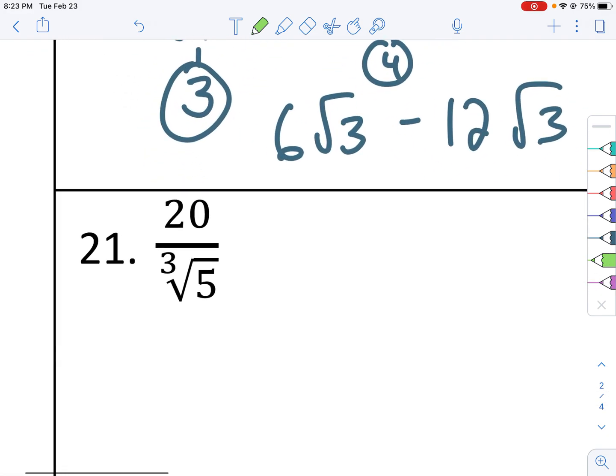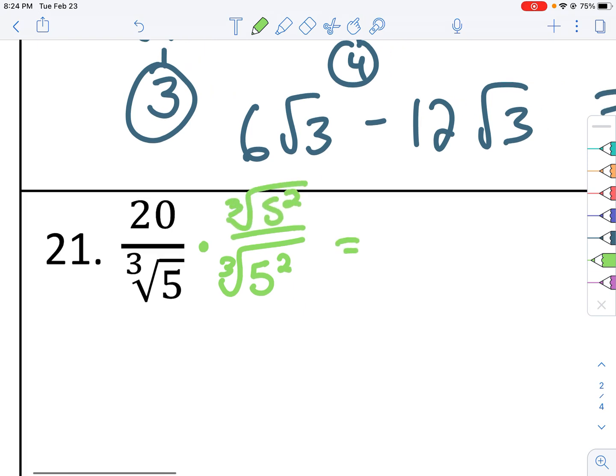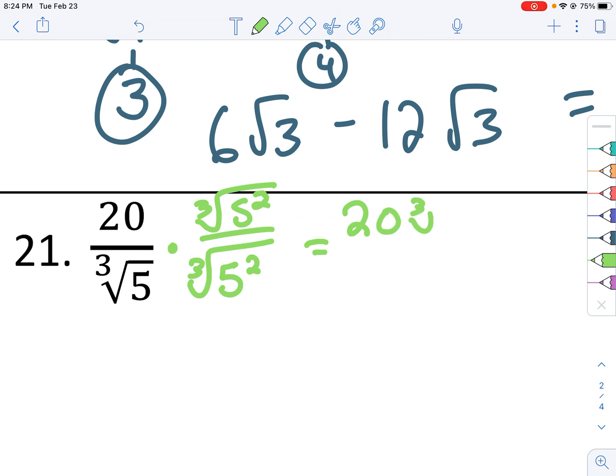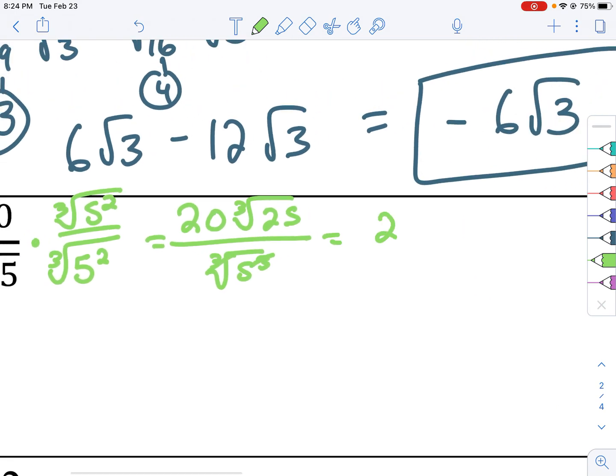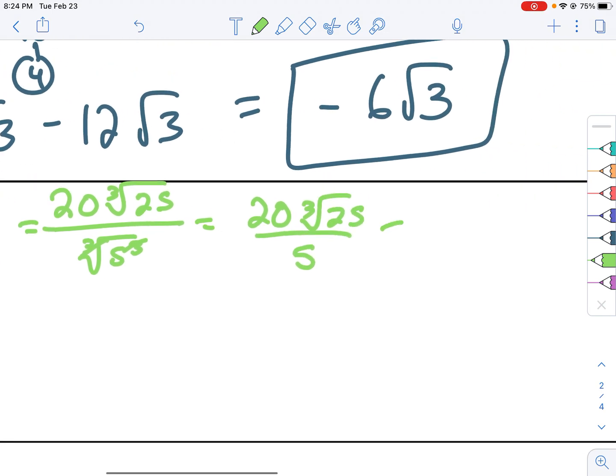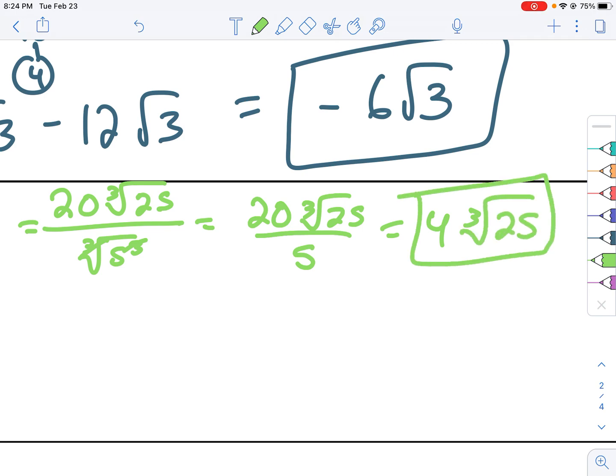All right, here's the rationalizing the denominator questions, right? So we have the cube root of 5 here, so we're going to multiply this by the cube root of, what we need is 5 squared. So cube root 5 squared over cube root 5 squared. That gives us 20 cube root of 25 divided by cube root of 5 cubed, which those cancel. So then we have 20 cube root of 25 over 5. 20 divided by 5 gives us 4 cube root of 25.